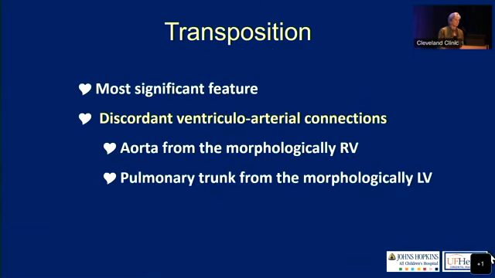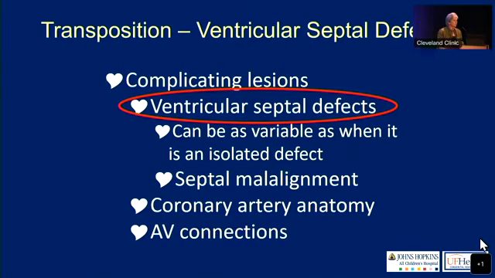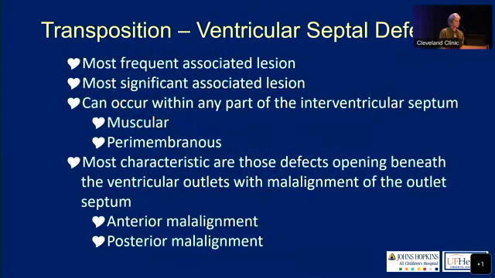Thanks again for inviting me to participate, and just a reminder of what we're talking about today, transposition. And here is a list of those complicating lesions. In this session, we're going to talk about ventricular septal defects. It's important to know that in the group of hearts that have transposition, these defects can be just as variable as we see them in hearts with normal connections. So it's probably the most frequently associated and the most significantly associated lesion with transposition.